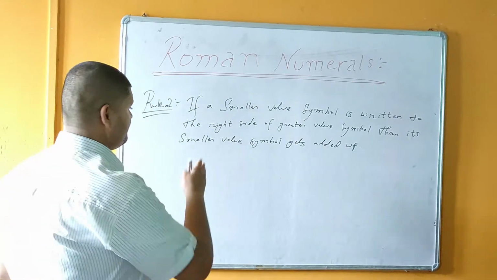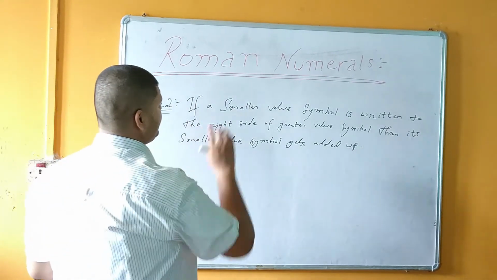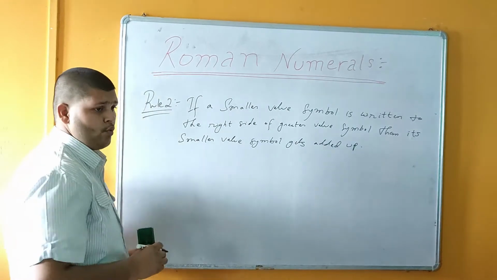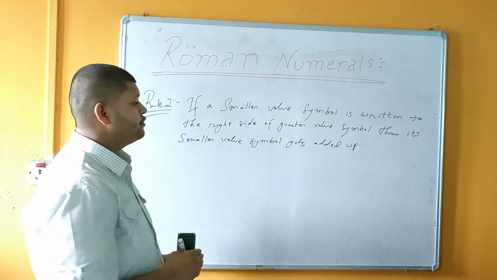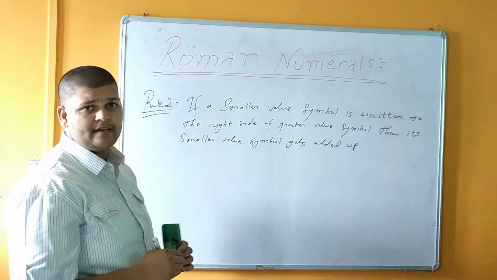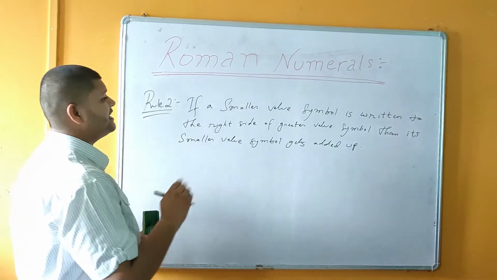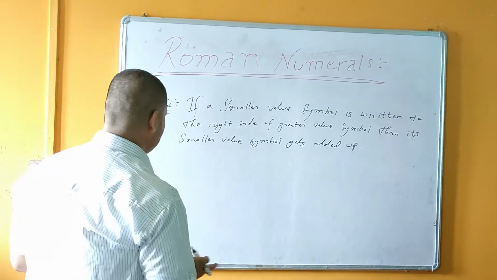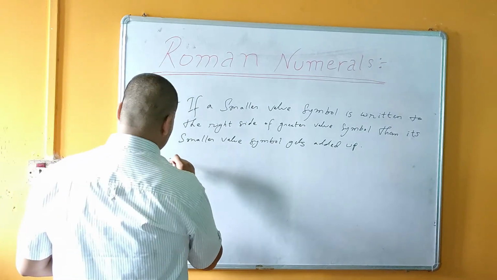To remember, it's very simple. It is just telling that if you write one smaller value symbol to the right hand side of the greater value symbol, then its value will get added up. So what does it mean? Let us see with an example.